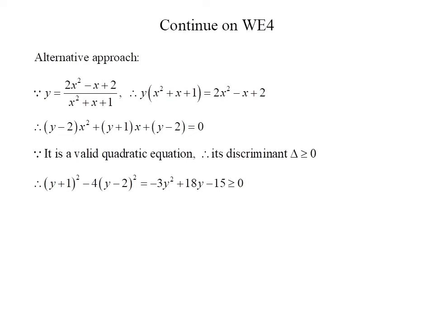Hence, we have the inequality of (y plus 1) all squared minus 4 times (y minus 2) all squared is greater than or equal to 0. After being simplified and factorized, the inequality becomes (y minus 1) times (y minus 5) less than or equal to 0. Hence, the range of y is between 1 and 5, including both endpoints.